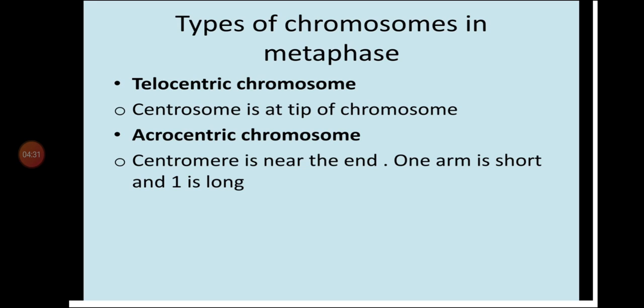Now, there are different types of chromosomes in metaphase: telocentric, acrocentric, submetacentric and metacentric. Telocentric means the centromere is at the tip of the chromosome. Acrocentric means the centromere is near the end, that is, one arm is short and one is long.